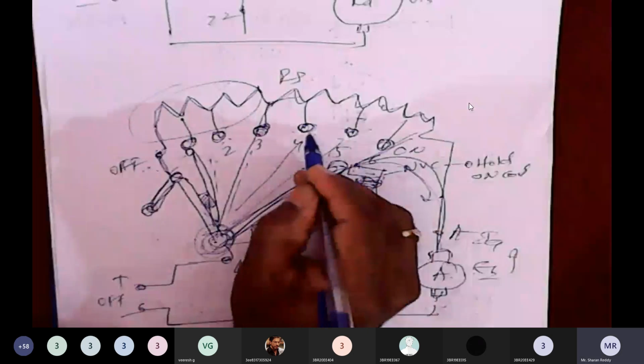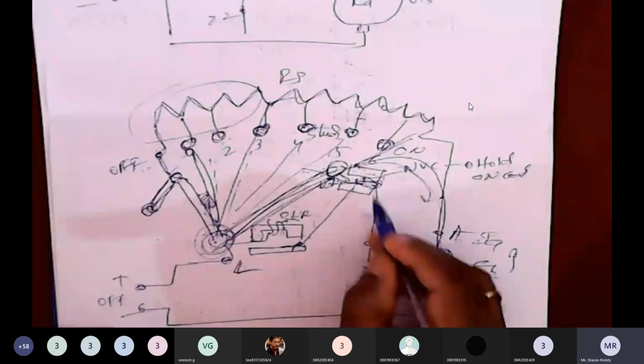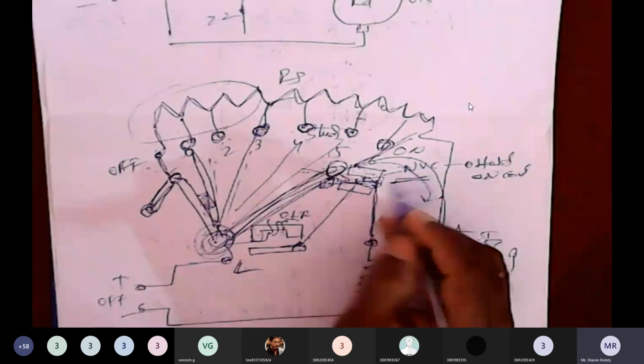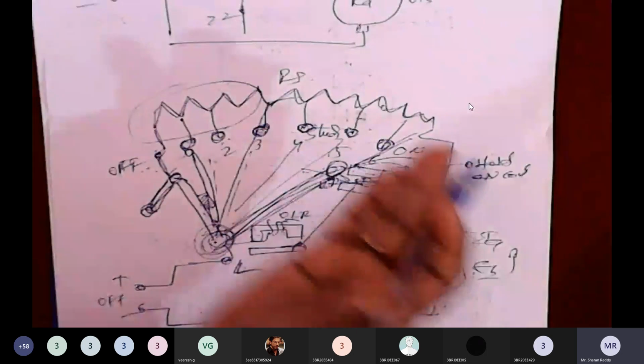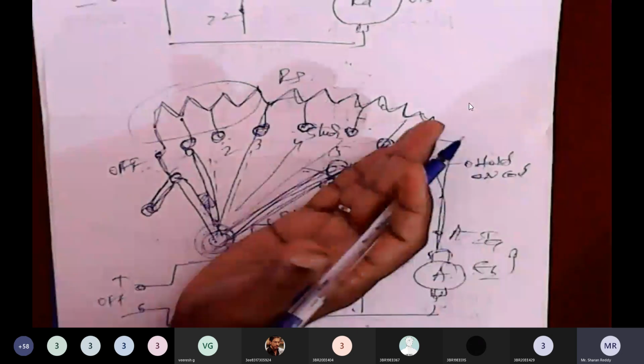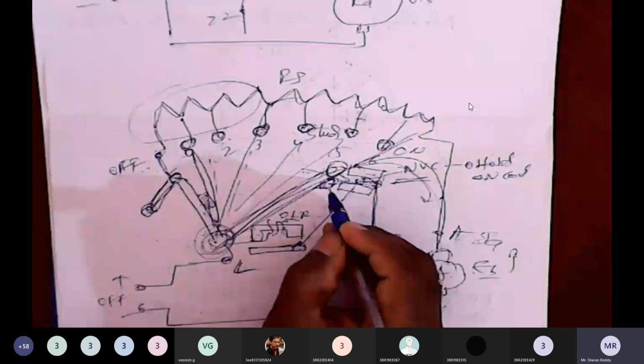So this is the no-volt coil, or hold-on coil. The purpose of the hold-on coil is to hold the handle. It attracts the soft iron piece here. Whenever it's switched off, it will demagnetize and release the handle back to the off position.